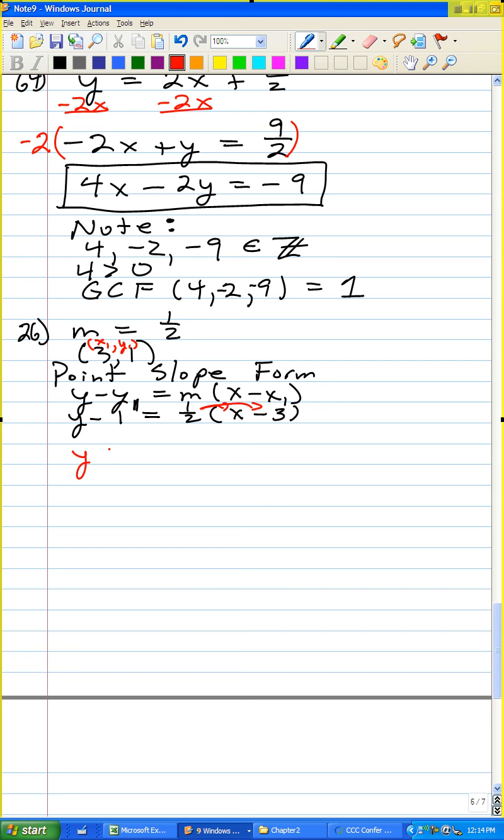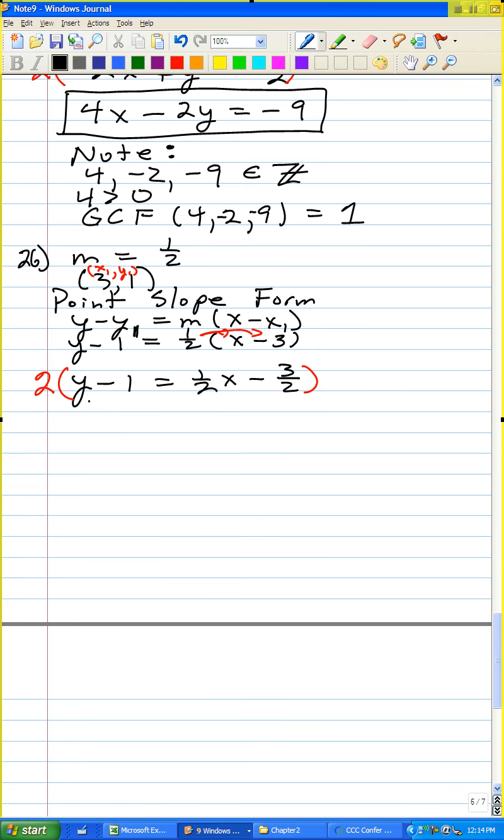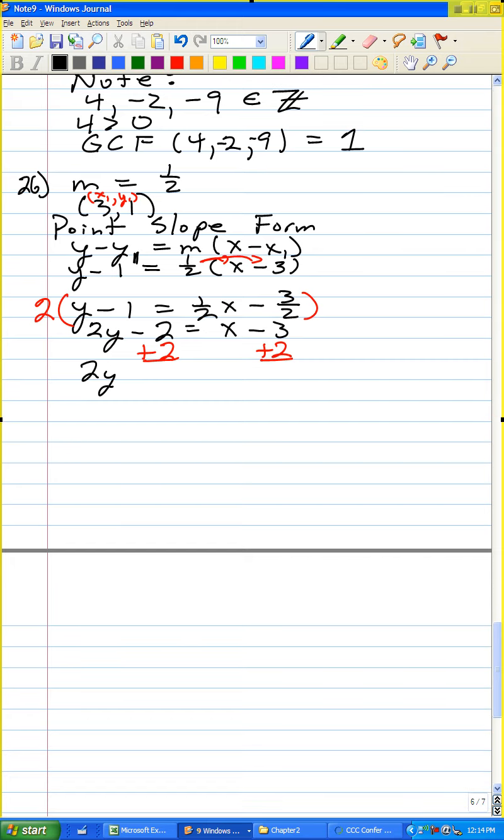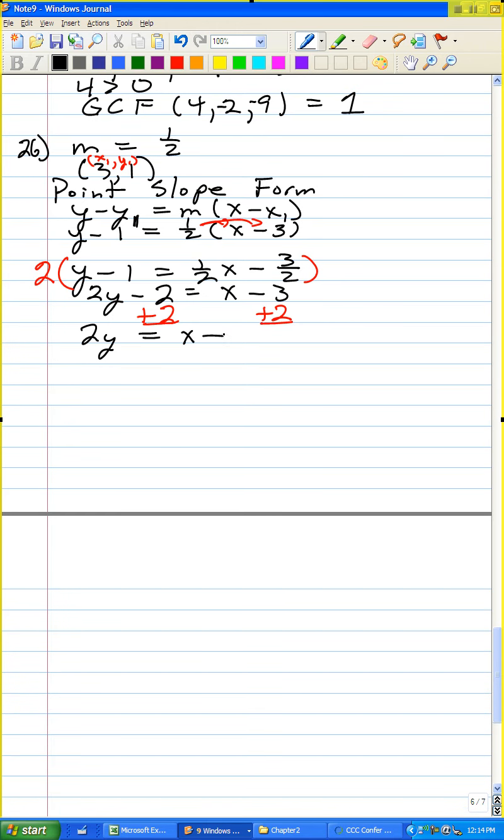So I get y minus 1 equals 1/2 x minus 3/2. Let me multiply both sides of my equation by 2 just to get rid of the fractions. And so I have 2y minus 2 equals x minus 3. Let me add 2 to both sides of my equation in order to isolate y on one side. So 2y is equal to x minus 1.